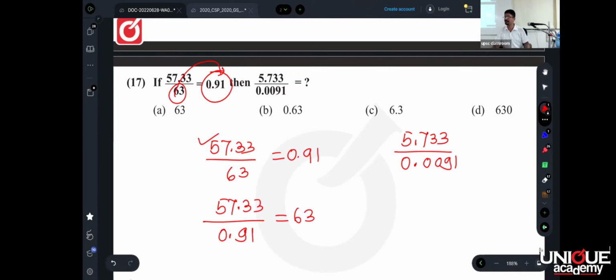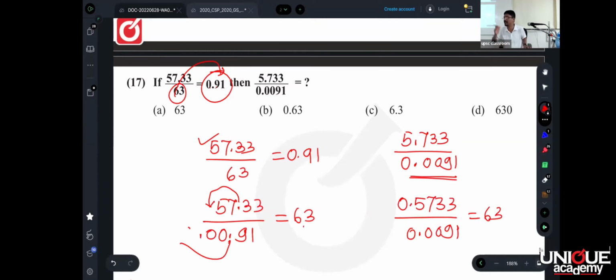Now to have the answer with minimum changes, we have to use only a simple concept. What is it? In the denominator we are asked 0.0091, and here we know only 0.91. So if we shift this decimal point by 2 places to the left, then in the numerator also, not to change its value, it has to be done. Are you getting me? So this decimal point will be here. So 63 is the answer when 0.5733 upon 0.0091. The answer is 63. Is it clear?